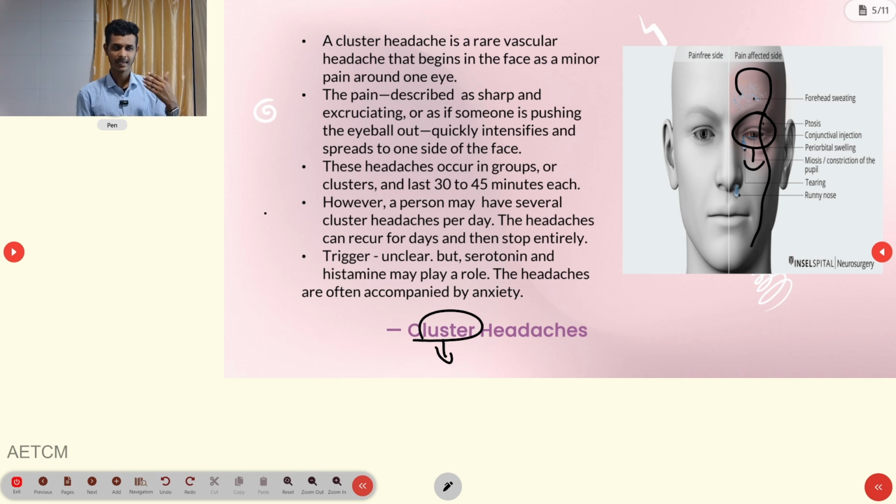The trigger is unclear, but there might be some alteration of serotonin and histamine in the body. This is accompanied by anxiety. The associated symptom of cluster headache is anxiety.